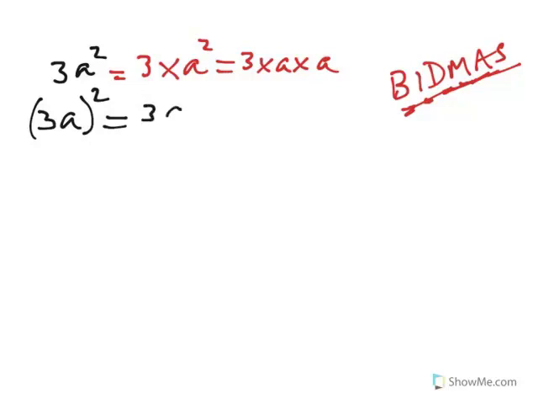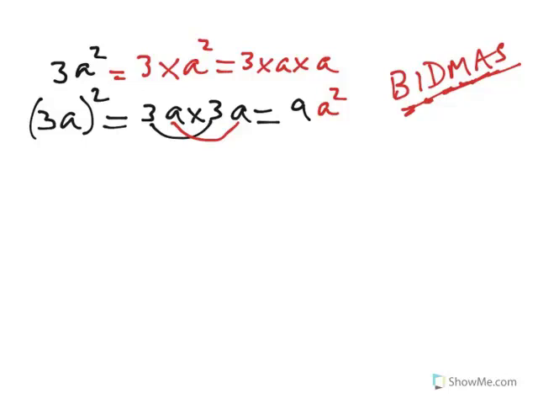3a all squared is 3a times 3a. 3 times 3 is 9, and a times a is a squared. So that one is 3a squared, and this one is 9a squared.